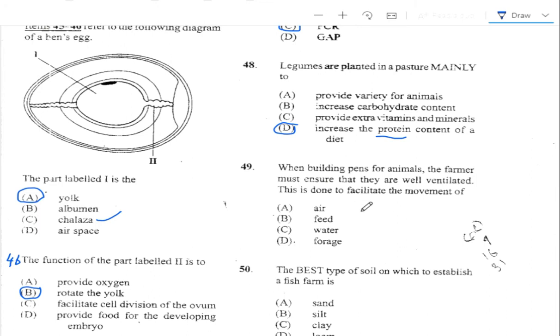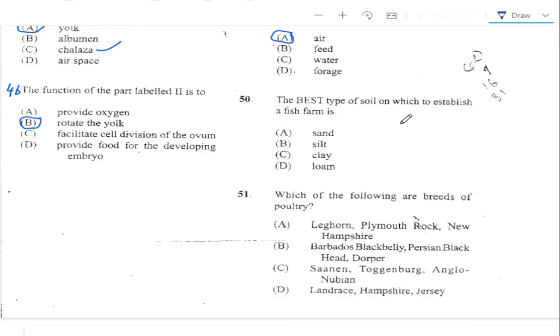Question number 49. When building pens for animals, the farmer must ensure that they are well ventilated. This is done to facilitate the movement of A. Air. Question number 50. The best type of soil on which to establish a fish farm is C. Clay. Clay is sticky when wet, it holds a lot of water, the particles are very close, and it can also absorb water.